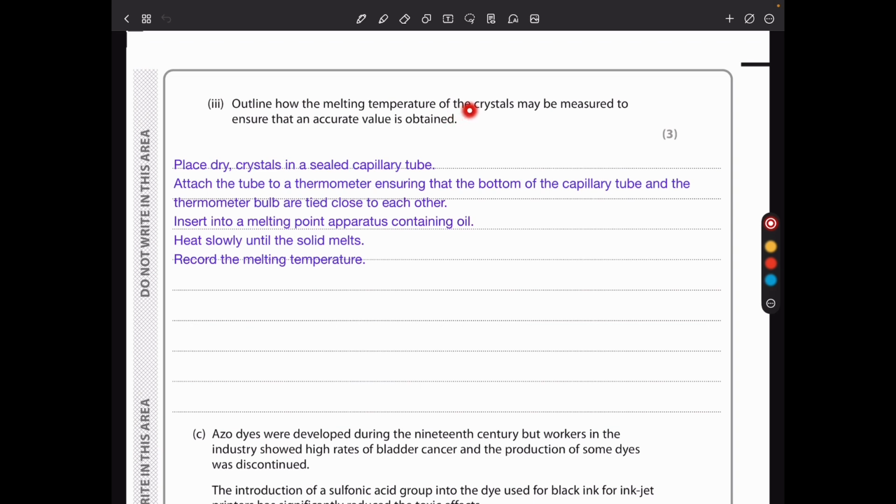Once you get the crystals, you're going to place the dry crystals in a sealed capillary tube. Ensure the crystals are at the bottom. Then you will attach that tube to a thermometer, again ensuring that the bulb of the thermometer and the bottom of the capillary tube where the crystals are are aligned with each other. Then you will insert it into a melting point apparatus containing oil. You will heat slowly until the solid melts and then record the melting temperature.